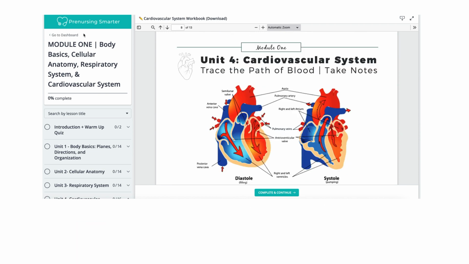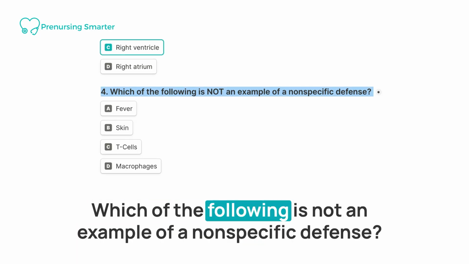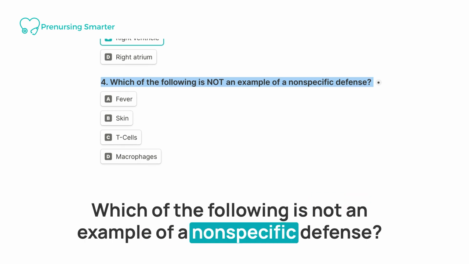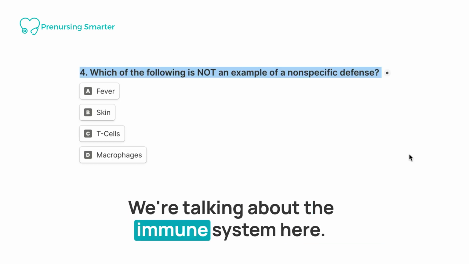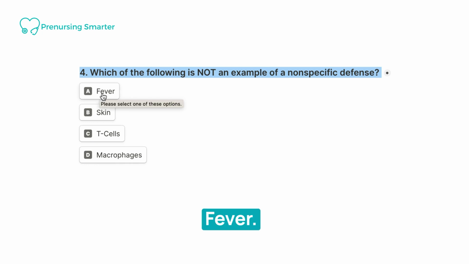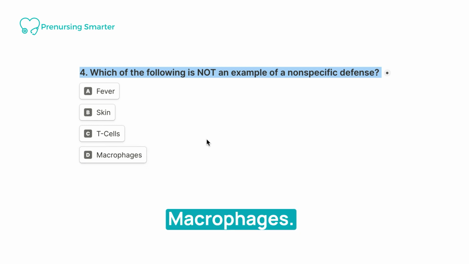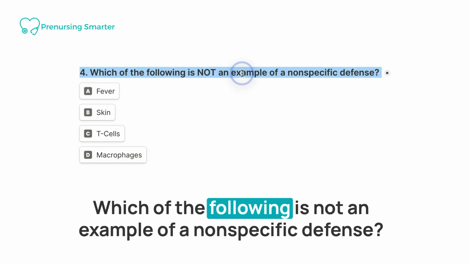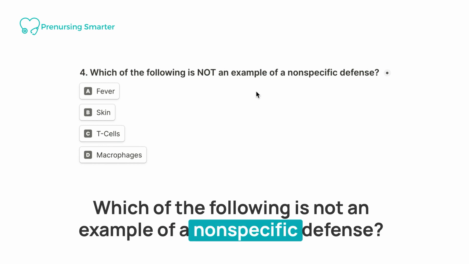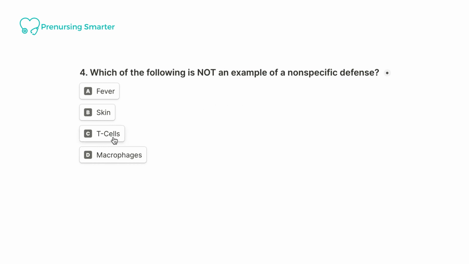Question 4. Which of the following is not an example of a nonspecific defense? We're talking about the immune system here. A, fever, B, skin, C, T cells, D, macrophages. Which of the following is not an example of a nonspecific defense? The answer is C, T cells.